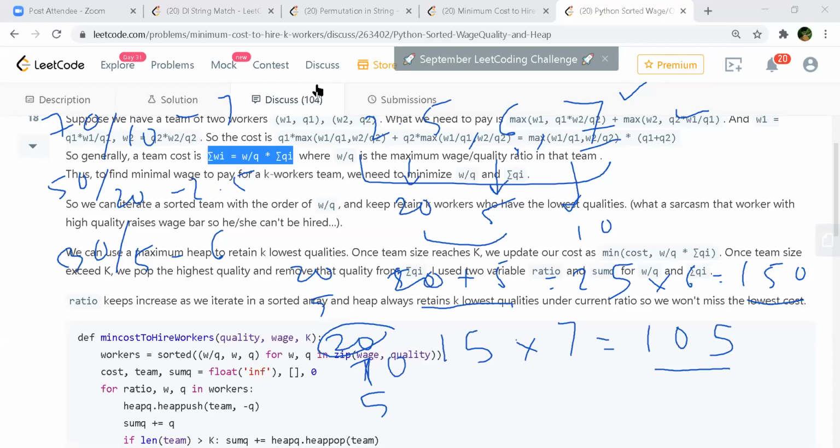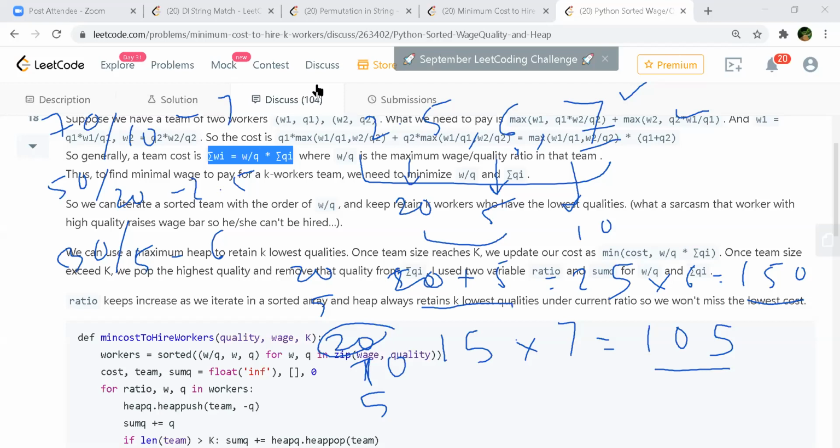Therefore, you are multiplying with the bigger ratio to make sure that the cost you get is greater than the minimum wage of every individual worker. That cost should be greater than the minimum of each of the individual workers, right?